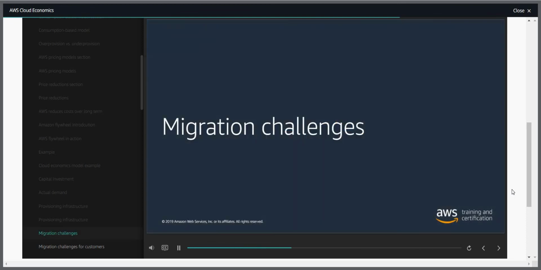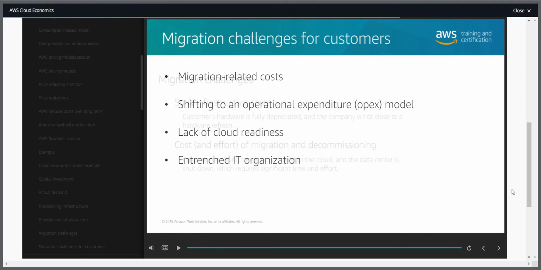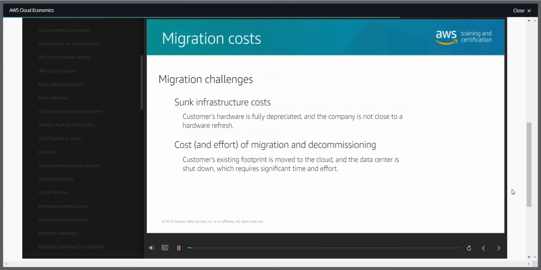In this section, you will learn about different migration challenges. Even with a compelling business case, your customers might face challenges in AWS cloud adoption. As a partner, you can prepare for common challenges so you can help customers overcome them. Cost is one of the biggest challenges customers face.